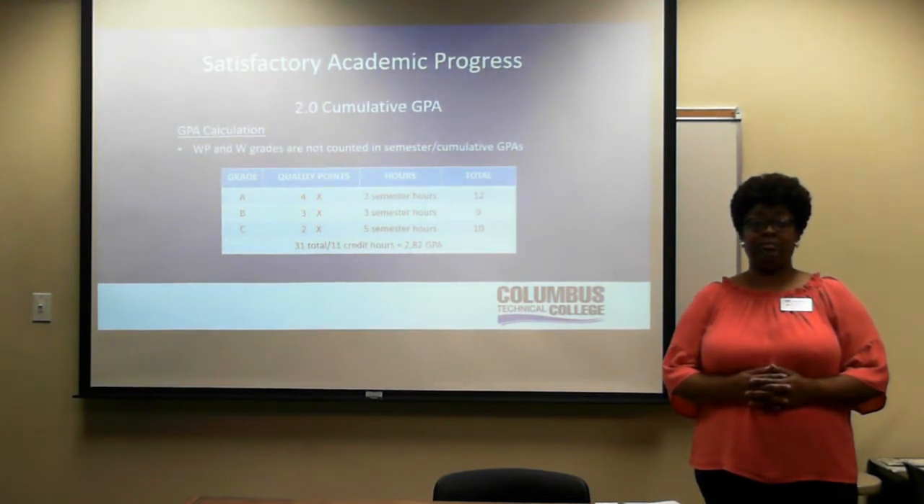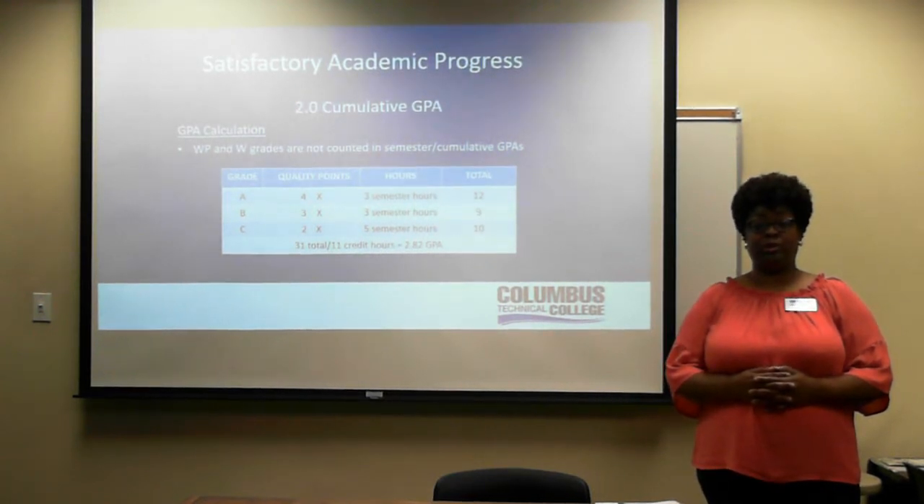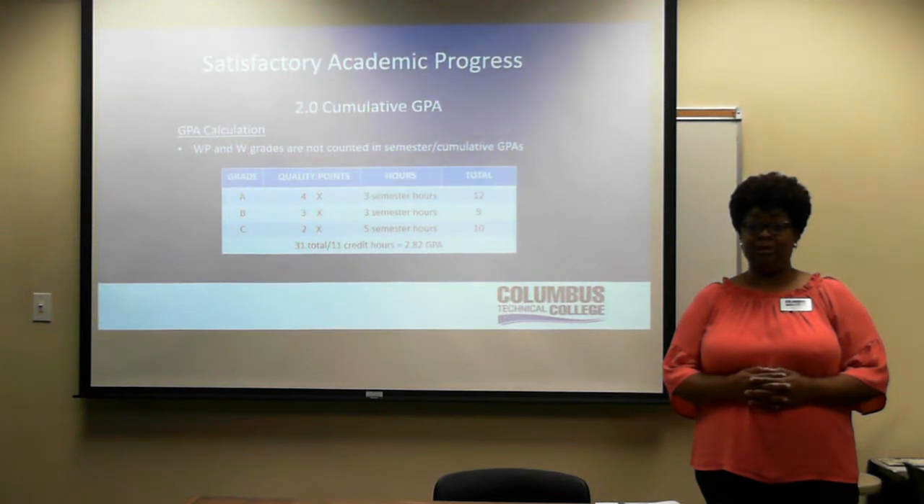And the class in which they made a B, the B is worth 3 quality points. That was also a 3 credit hour class. 3 times 3, the student received 9 points for making a B in that second class. And then in the third class, the student made a C. The C is worth 2 quality points.